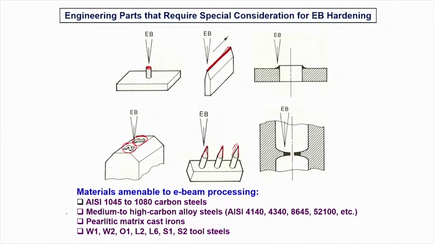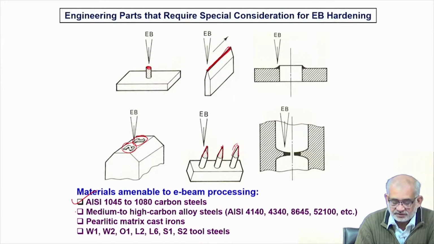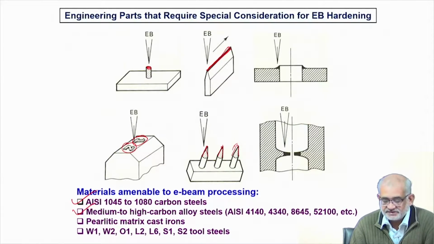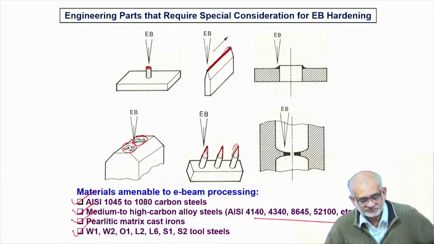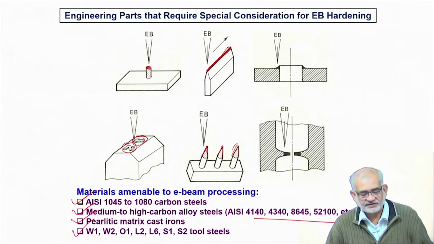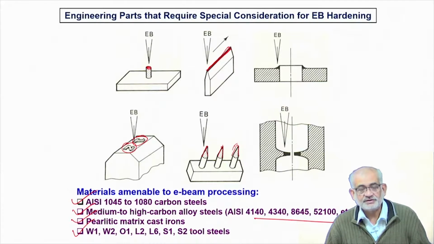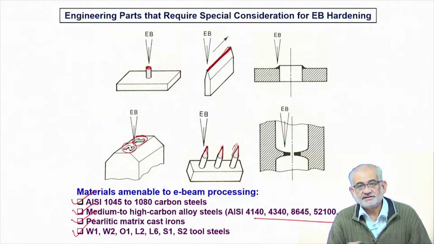So material wise, all kinds of steel, maybe low carbon, plain carbon steel, or medium or high alloy steels, all these various series, then pearlitic matrix cast irons, various tool steels, work hardenable, oil hardenable, or hot working tool steels, and so on. So various types of ferrous materials are ideal to be treated, but you can also do it for titanium alloys, magnesium alloys, or any other reactive material.